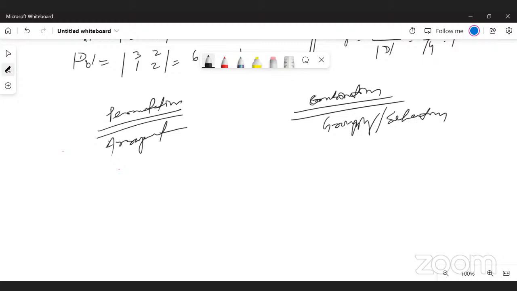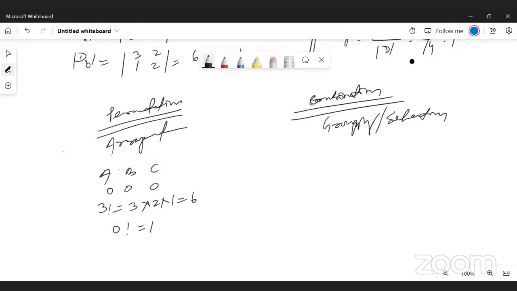So, arrangement. Suppose there are three persons, A, B and C, and three chairs. In how many ways can we arrange them? It is 3 factorial ways. 3 factorial means 3 into 2 into 1, which becomes 6. Factorial means the consecutive multiplication of the numbers in descending order. Remember that 0 factorial is 1.